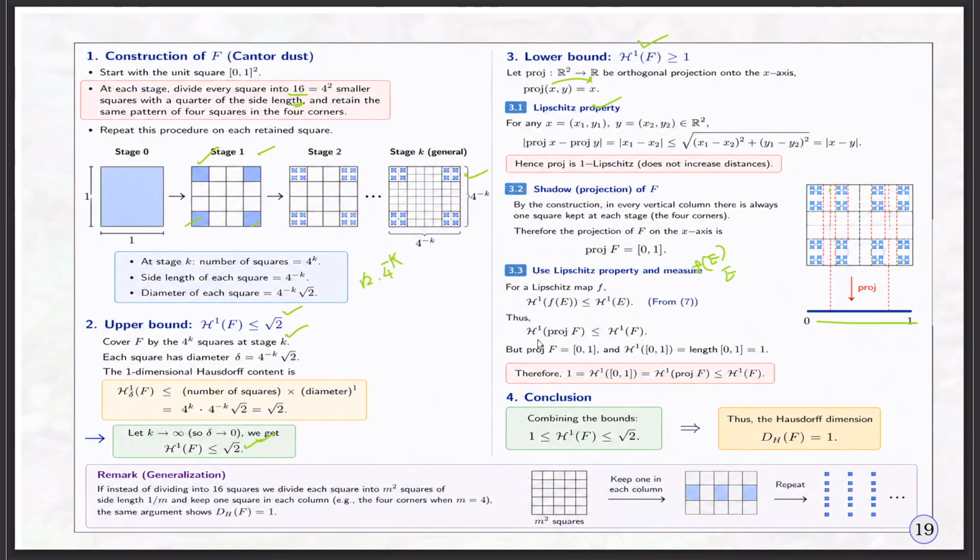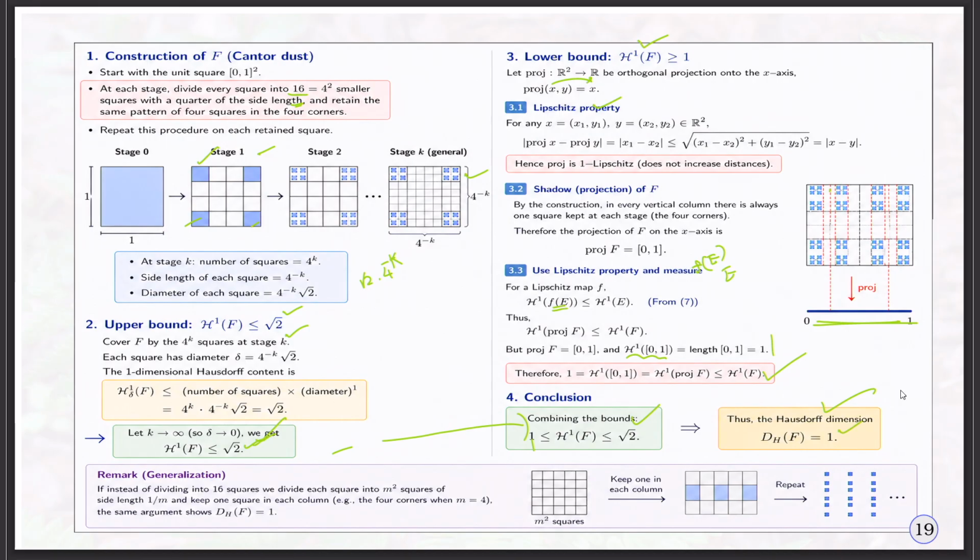Now thus H^1 of the projection of F is less than or equal to H^1 of F. But the projection of this F is [0, 1], and H^1 of [0, 1] is nothing but the length of the interval, which is equal to 1. Therefore H^1 of F is greater than or equal to 1. So combining this result with the upper bound, one can get H^1 of F lies between 1 and root 2. Therefore the Hausdorff dimension of the Cantor set is equal to 1.